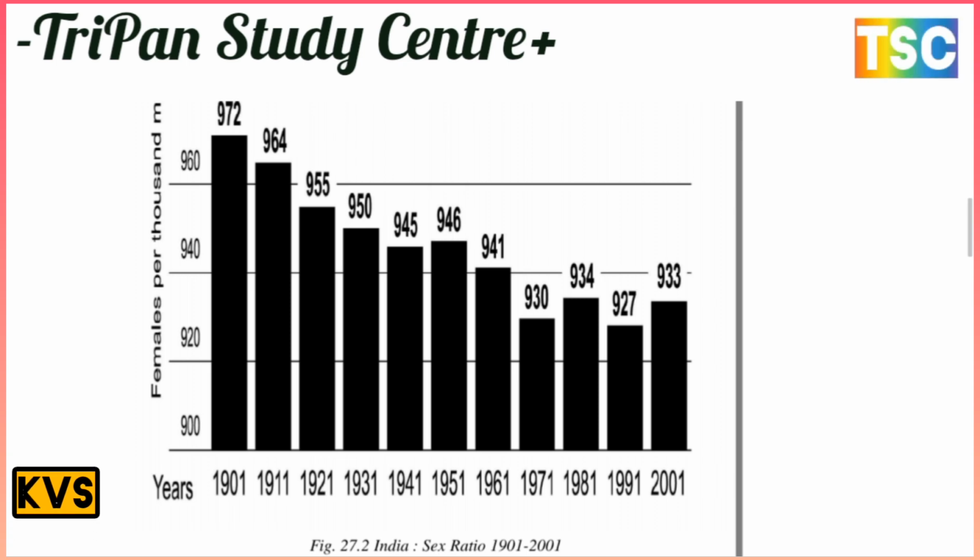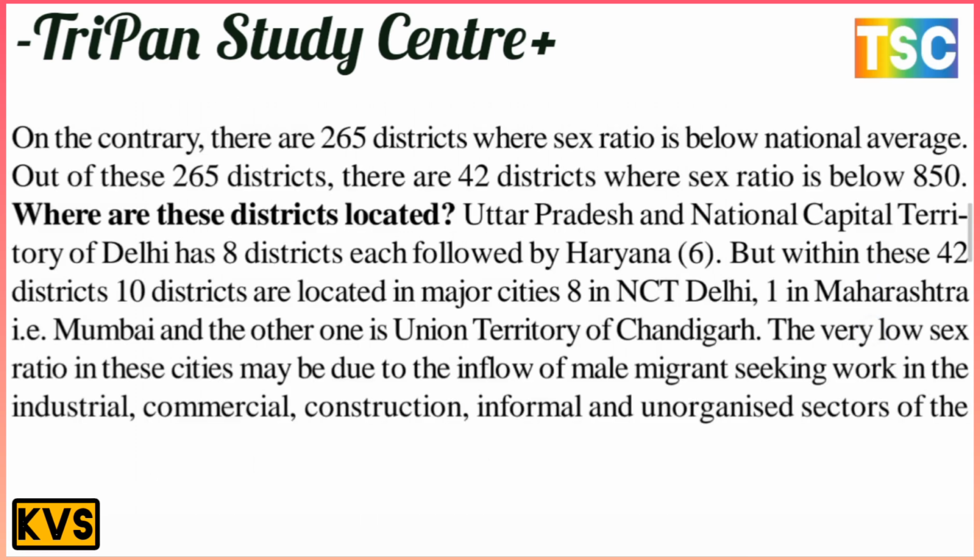The most important point is that 1901 is the maximum, 972 females per thousand males, and it is very low in 1991. This is the Indian sex ratio shown here.